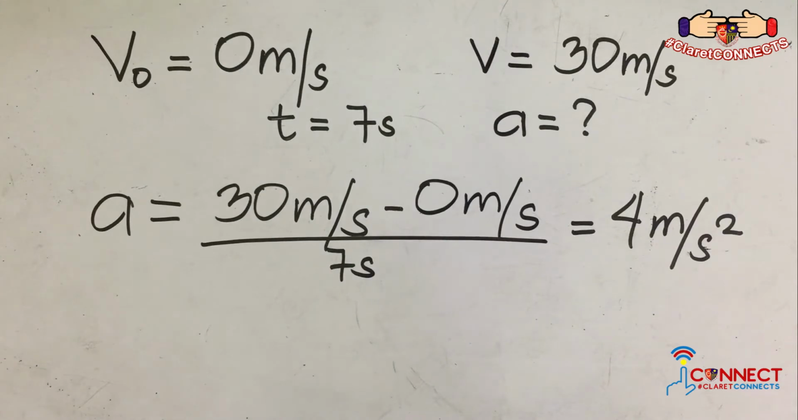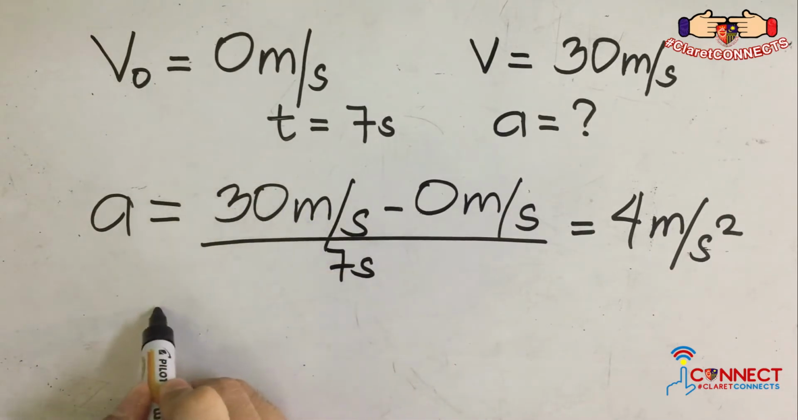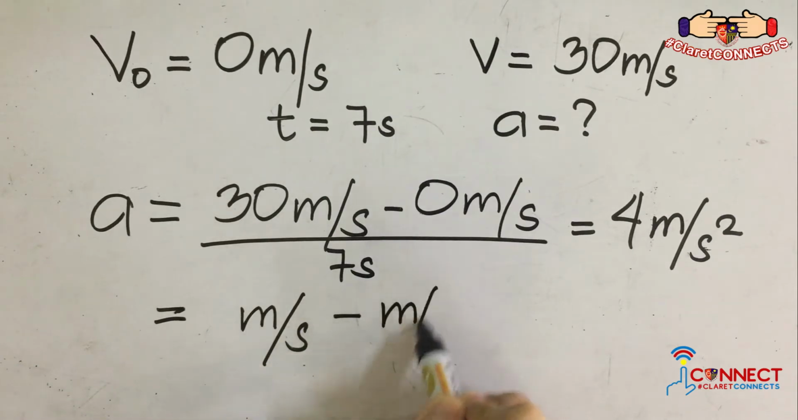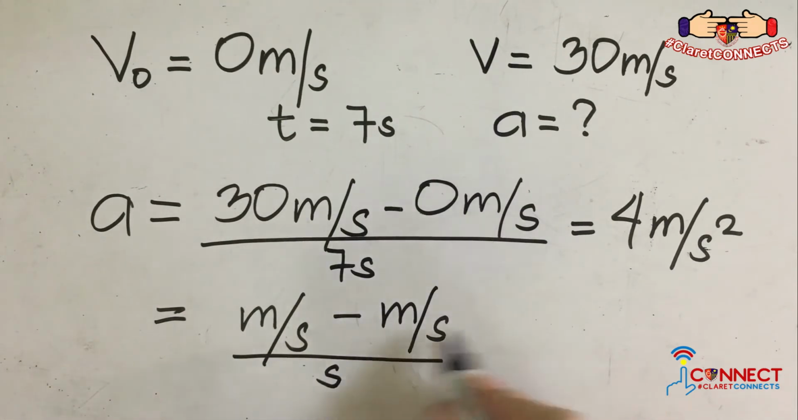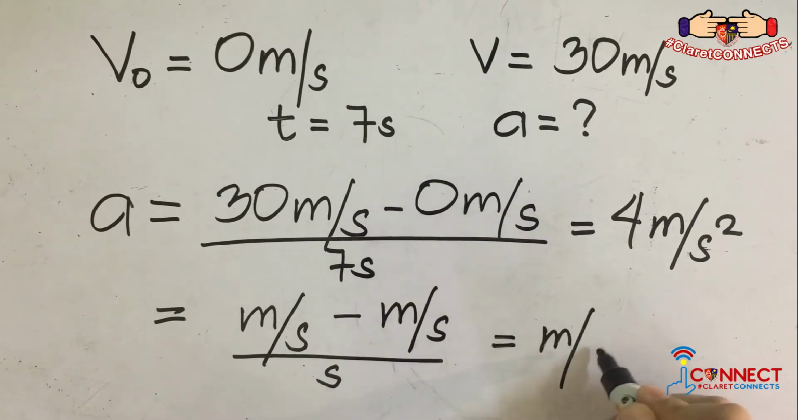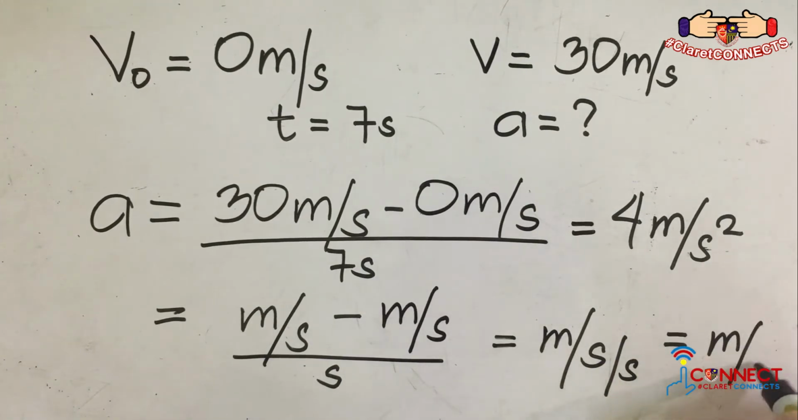If you are wondering why the unit is meters per second squared, it's because if we take a look at the units, meters per second, if we subtract it with meters per second, that's just equal to meters per second divided by seconds. Note that if we divide meters per second by seconds, that will give us meters per second squared, which can be written as m/s².